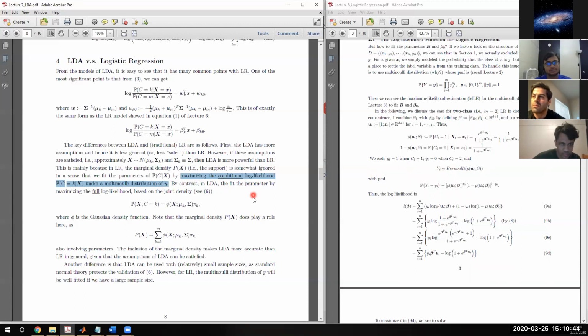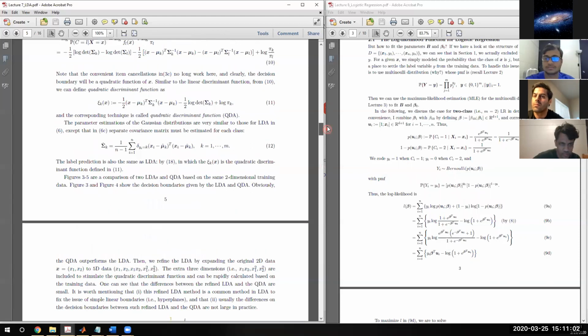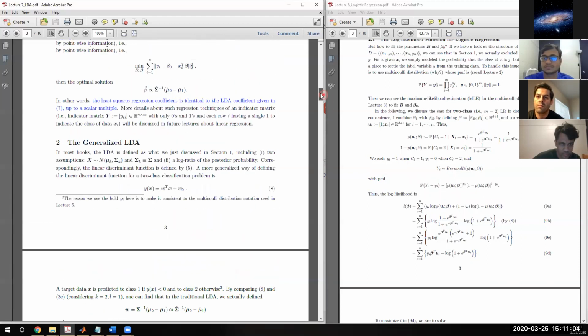By contrast, in LDA, we fit the parameters by maximizing the full log likelihood instead of the conditional log likelihood. This is a key difference, because it is based on the joint density, which is in equation 6. Let me see where is 6.